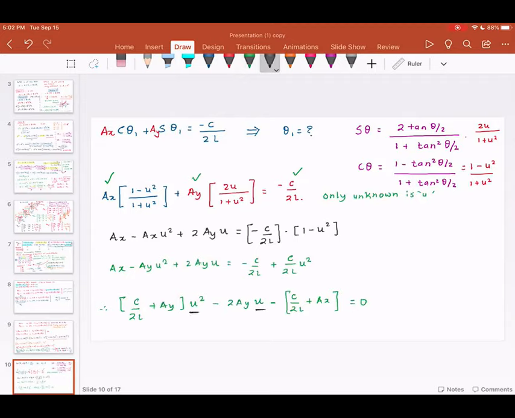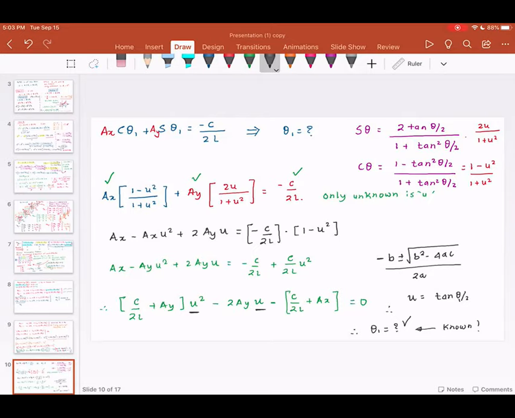So you can find out the value of u with the equation minus b plus minus square root of b square minus 4ac, divided by 2a. So from here, you can find out the value of u. u is tan theta 1 by 2, so from here, you can find out the value of theta 1. So at this point, theta 1 is known. So all this jugglery is to find out the value of theta 1.